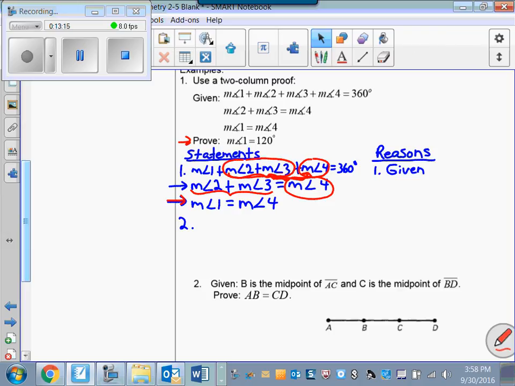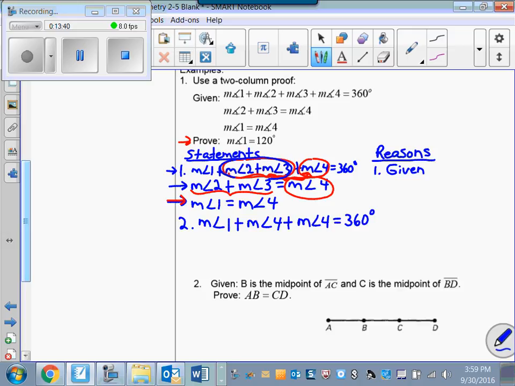So my next statement is going to say the measure of angle 1. Now, what I'm doing here is I'm rewriting statement 1, only I'm going to substitute in the measure of angle 4 for these 2. So the measure of angle 1 plus the measure of angle 4 plus the measure of angle 4 equals 360 degrees. So that's the substitution property of equality.